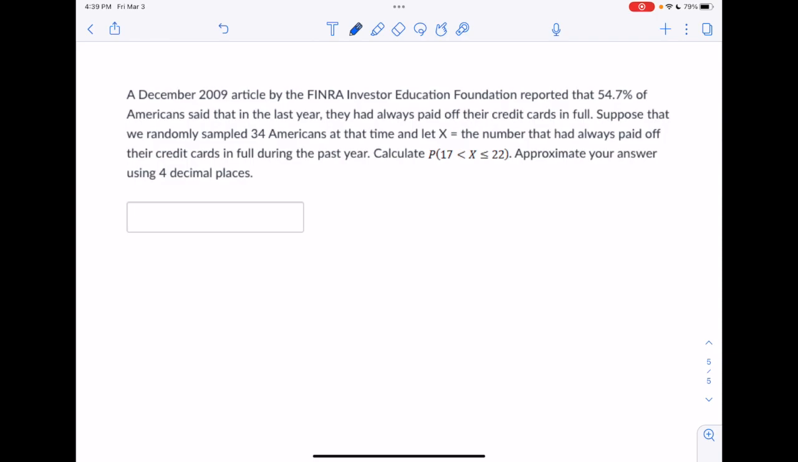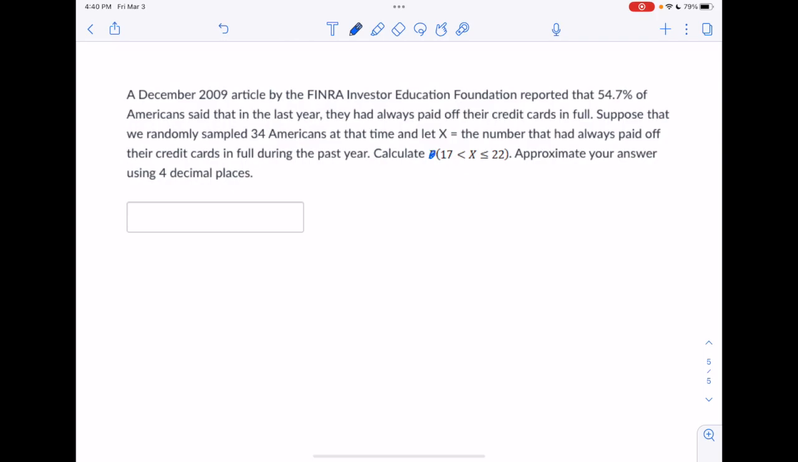This one is coming from section 5.5. A December 2009 article by the FINRA Investor Education Foundation reported that 54.7% of Americans said that in the last year they had always paid off their credit cards in full. Suppose that we randomly sampled 34 Americans at that time and let X equal the number that had always paid off their credit cards in full during the past year. Calculate the probability that 17 is less than X is less than 22, and approximate your answer using 4 decimal places.